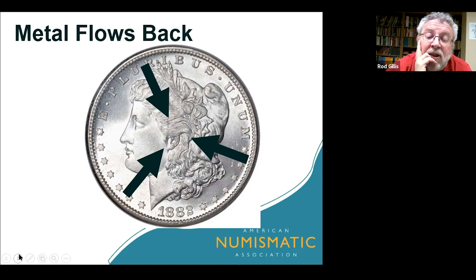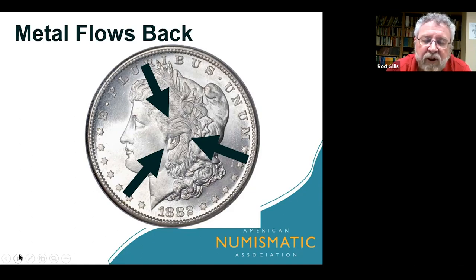And here's what you need to know. Here's another one that I want you to walk away with. Luster can only be created at the mint. It can never be recreated. So once luster is lost, it can never come back again.